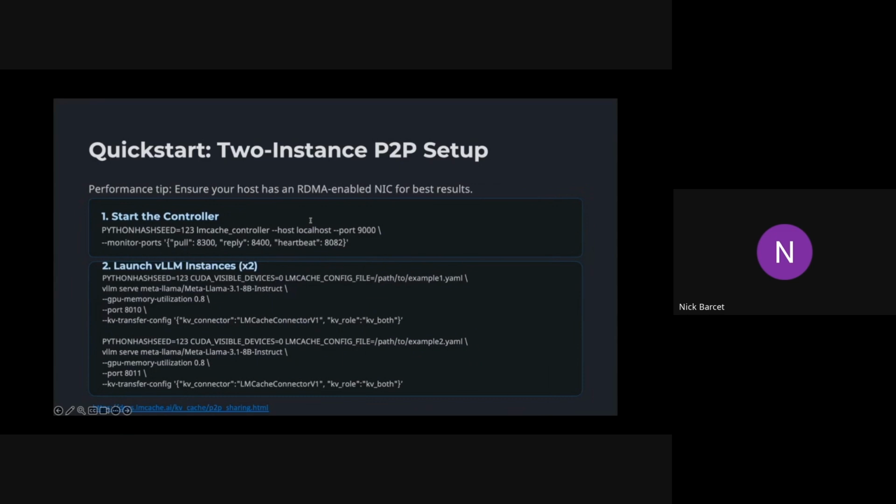Step 2. Launch vLLM instances. You need to point them to the config file and set the KV connector to LMCache connector v1. While RDMA network interface cards give the best performance, this setup also works over standard TCP/IP, and ensure your firewall allows traffic on the specific ports. The detailed config content is posted on the LMCache documentation website. If you want to get the full LMCache config, you can open this link.